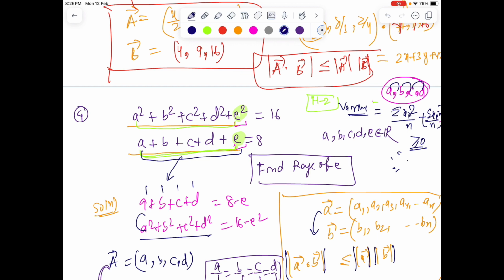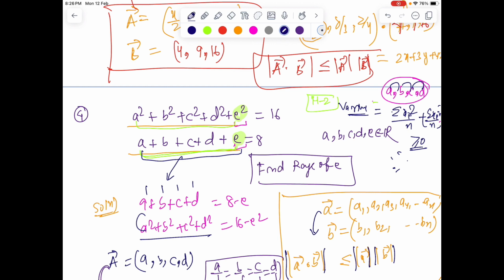There is yet another approach for this problem, for those who don't know even variance, as well as Cauchy Schwarz. Then what you can do is, see, if I put one variable in terms of the others, let's say I keep A in terms of all the other variables, so A will be 8 minus B minus C minus D minus E. So let's say A equals 8 minus B minus C minus D minus E, and put it in the first equation.